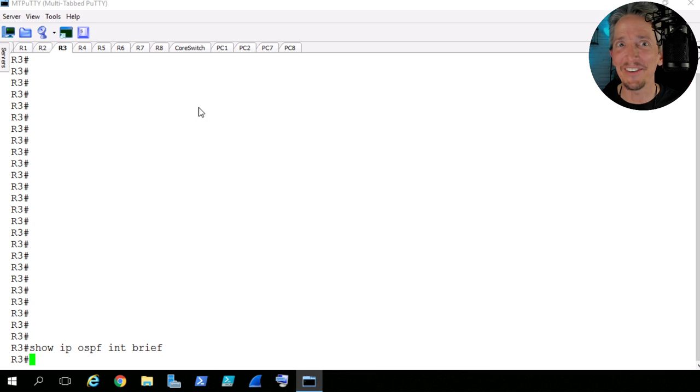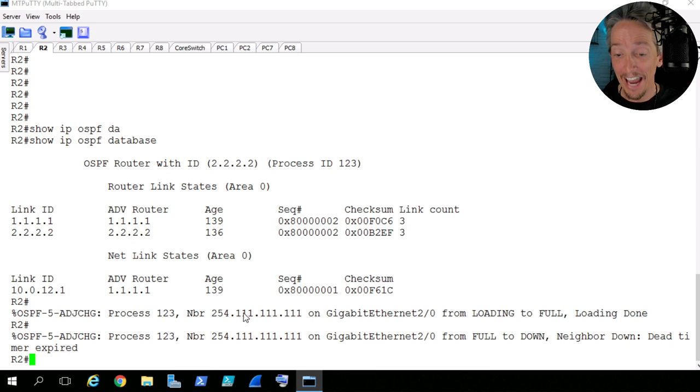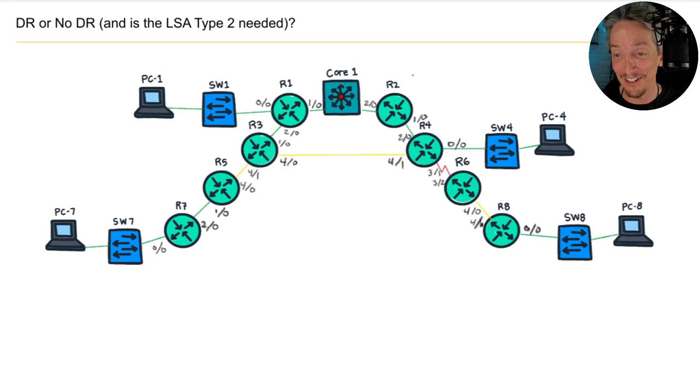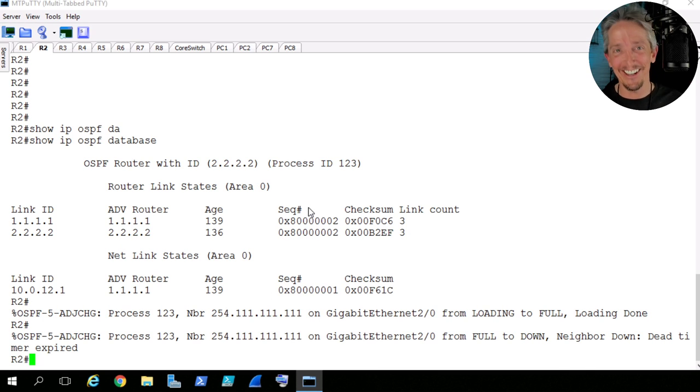R2. That's why it's a good thing to verify. It's like, hey, Keith, you're going over to R3. That has nothing going on here yet. So we're on R2. I want to change the interface type on 2.0. So let's do that. All right.